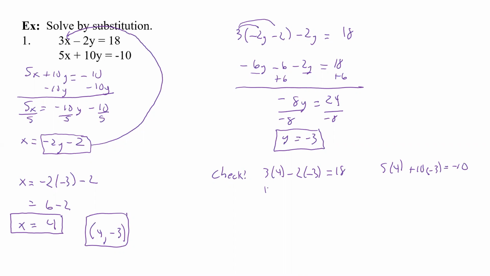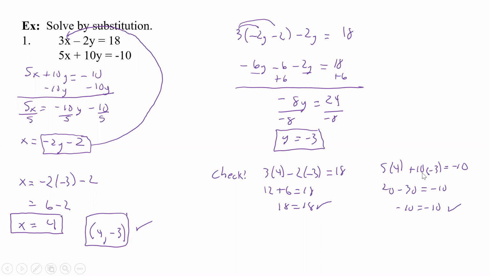So here I have 12 plus 6 equals 18, so 18 equals 18. That works. Here I have 20 minus 30 equals -10, so -10 equals -10. That works. So that is the solution to both of the equations, and so that is the solution to the system of equations. Okay.